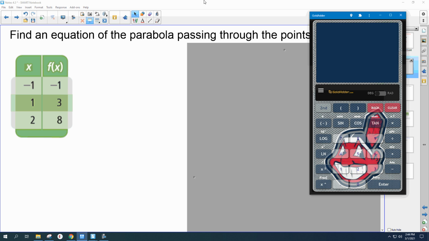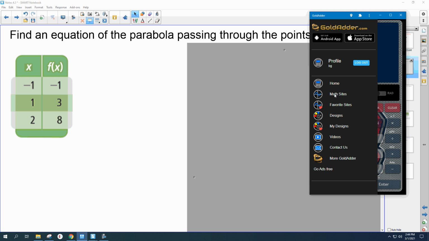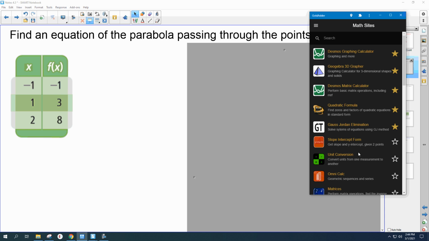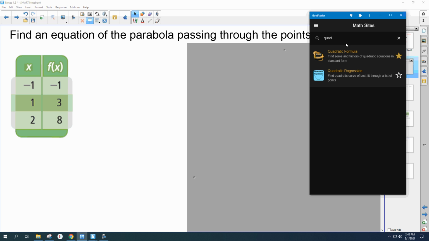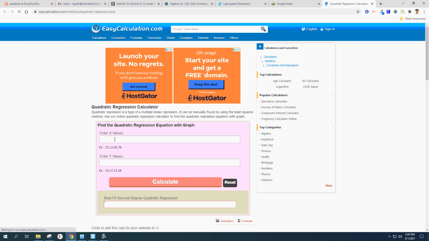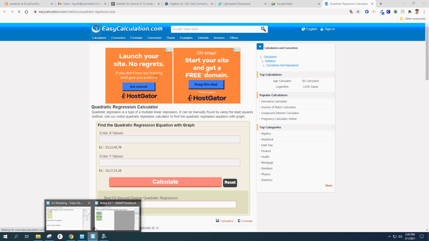Here's what we're going to do. Go into Goldadder's math functions, math sites, and you need to find the one that says quadratic regression. You can type this in, quadratic regression, not quadratic formula, but quadratic regression. So we want to type in the x numbers here and the y numbers here as a list with commas. So go back and look.